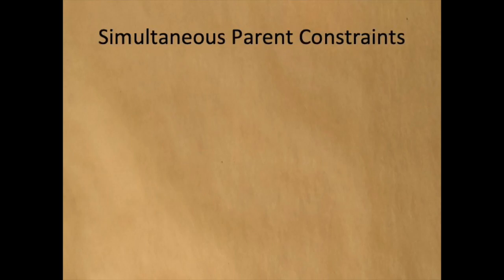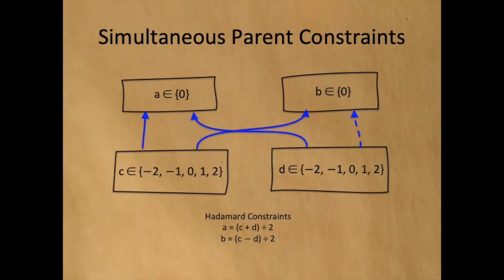Here we cover fixes to the equation butterflies. First, in equation butterflies, we did not realize that parent constraints must be applied simultaneously. We came across this example while debugging. Based on the equations for computing box values, a equals c plus d divided by 2, and b equals c minus d divided by 2.